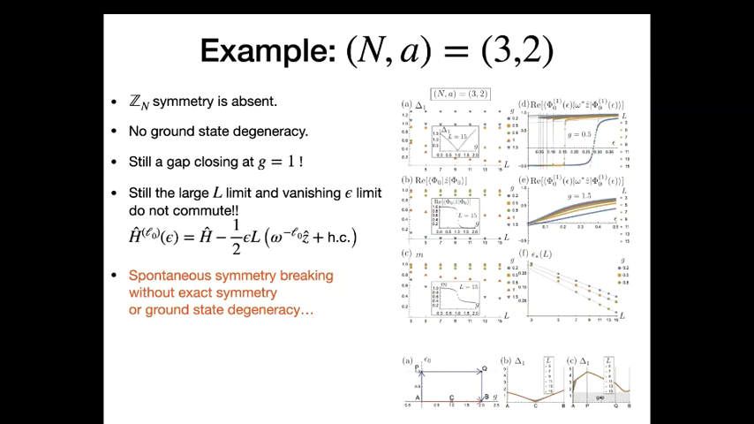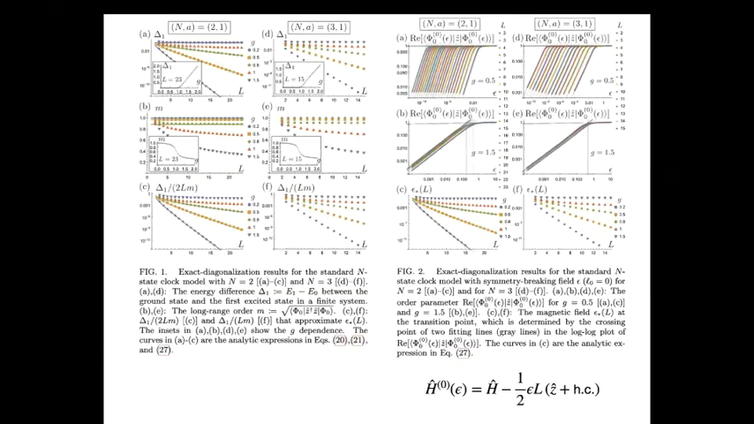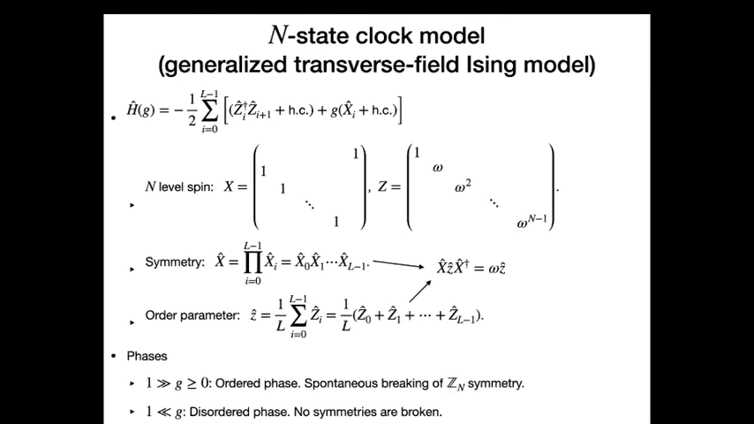Is this duality for any n? Kramers degeneracy is usually discussed in the usual Ising model. And that is the duality between G and 1 over G, right? Yes. So for other n and A, right? For n equals 2, yes.